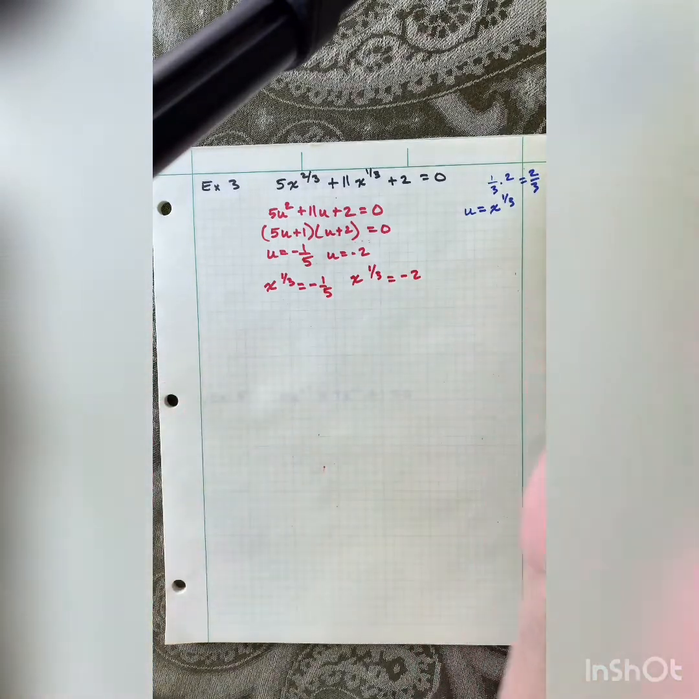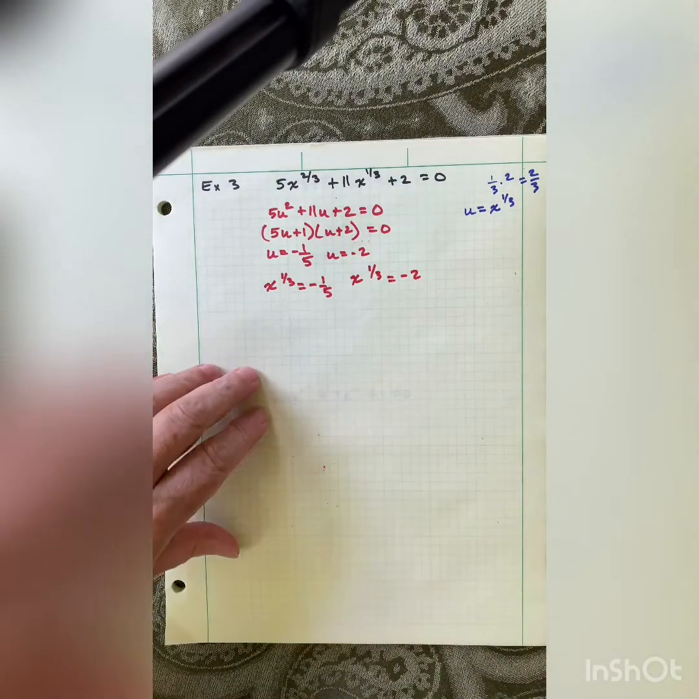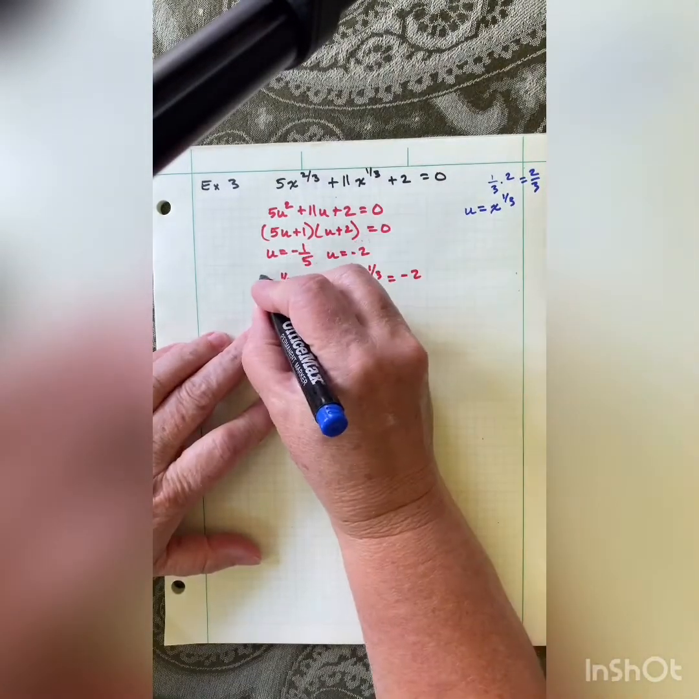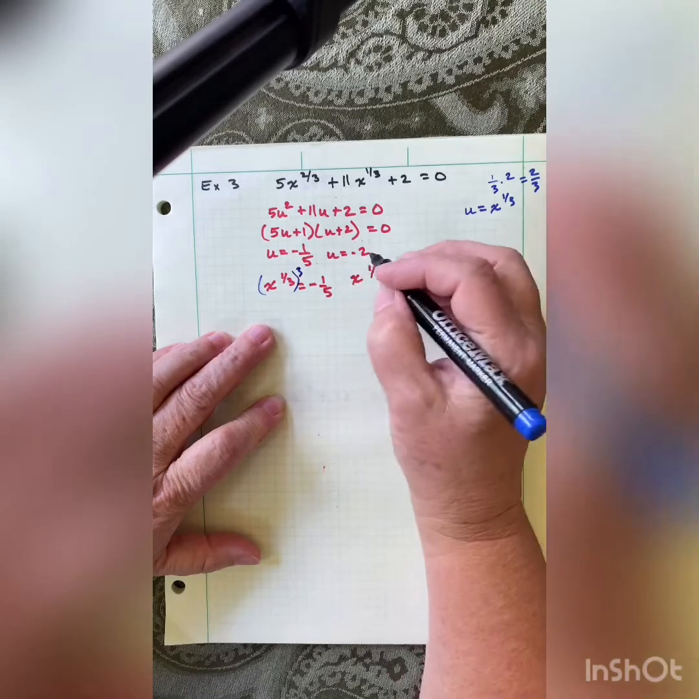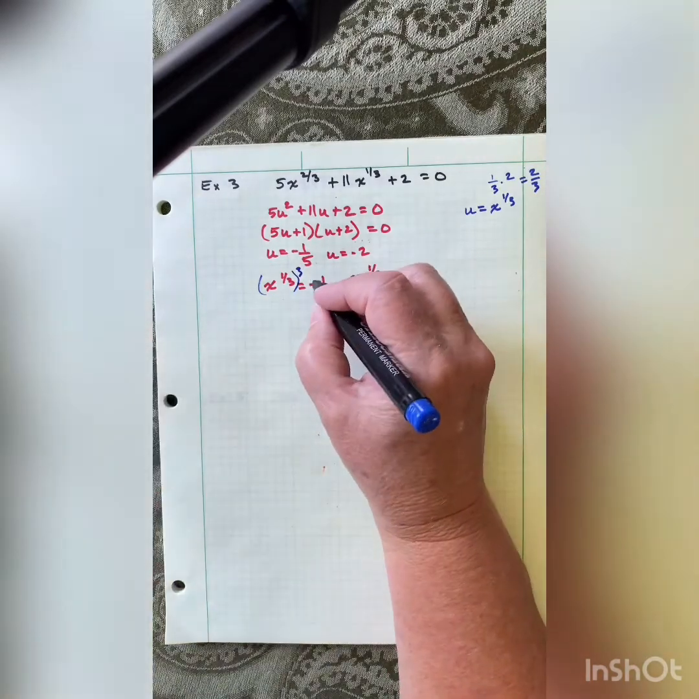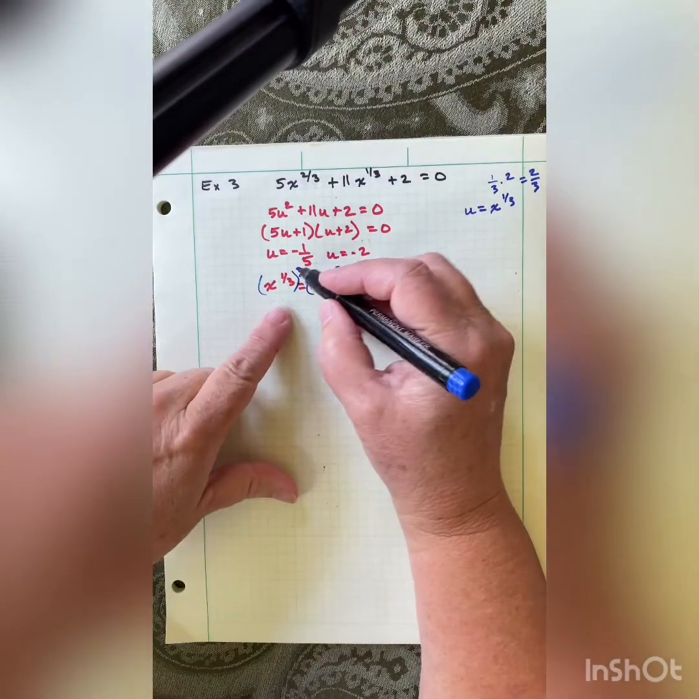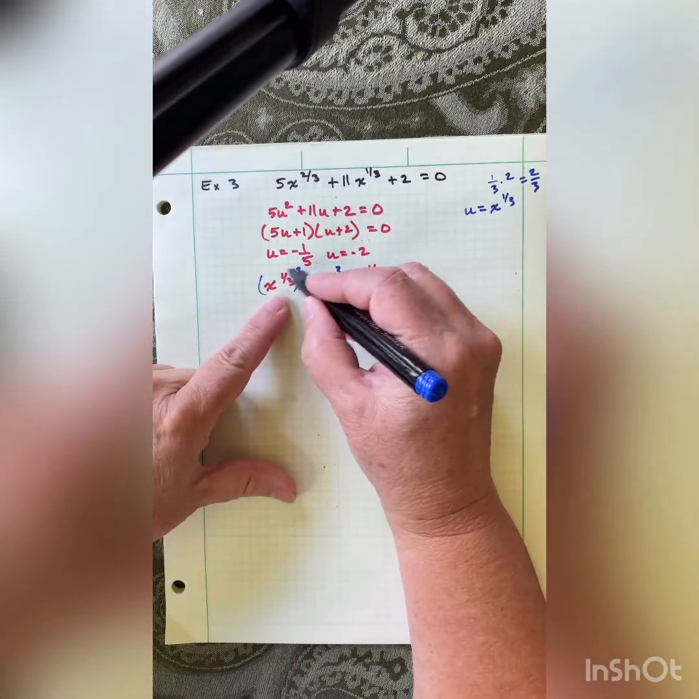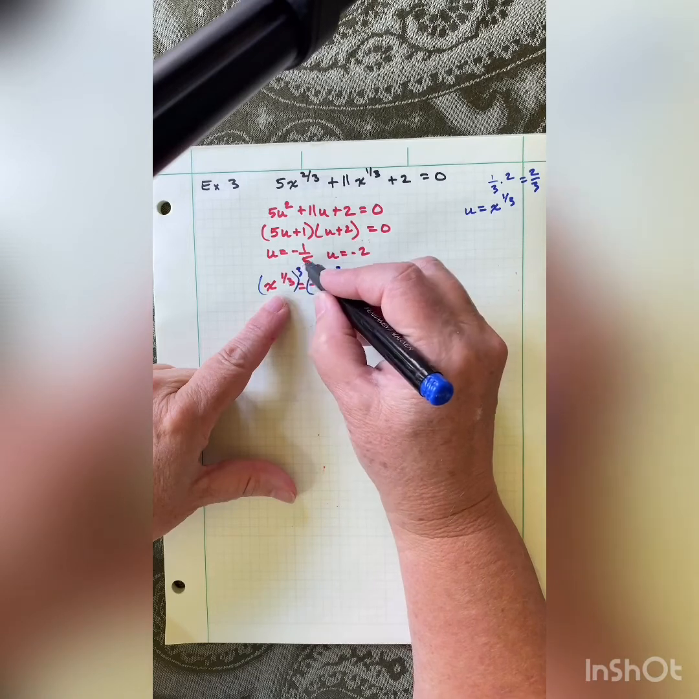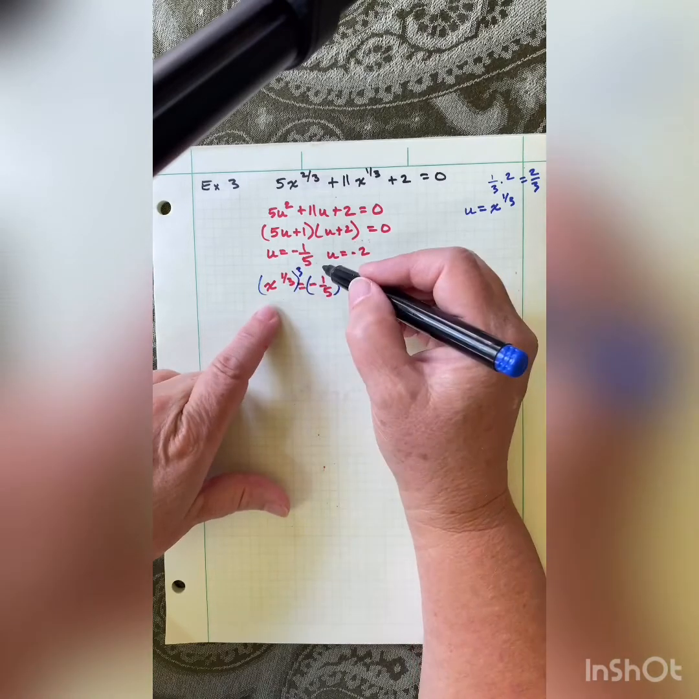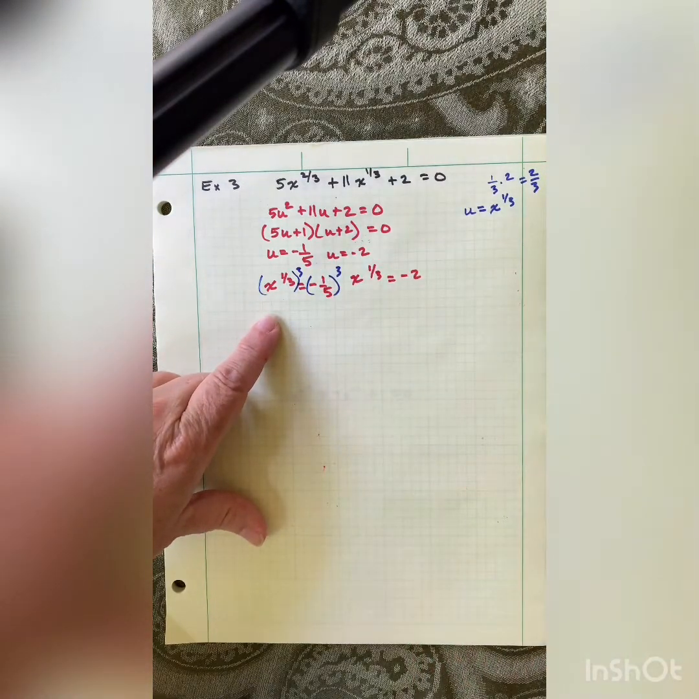Well, we want x. We don't want x to the 1/3. So what I have to do here is raise this to the 3rd power. And if I do that on that side, I have to do it on this side. So let's take a look at that. Power raised to a power, you're going to multiply straight across. That's going to give me 3/3, which is a 1. Okay, so that does work.